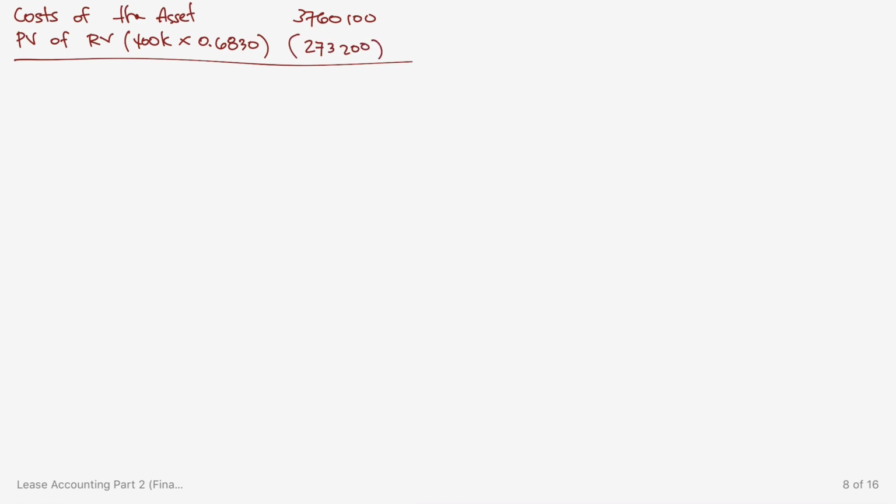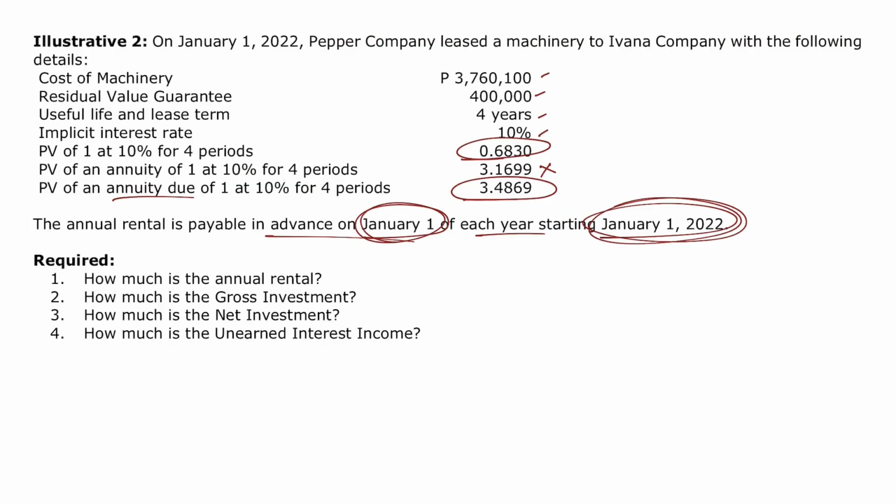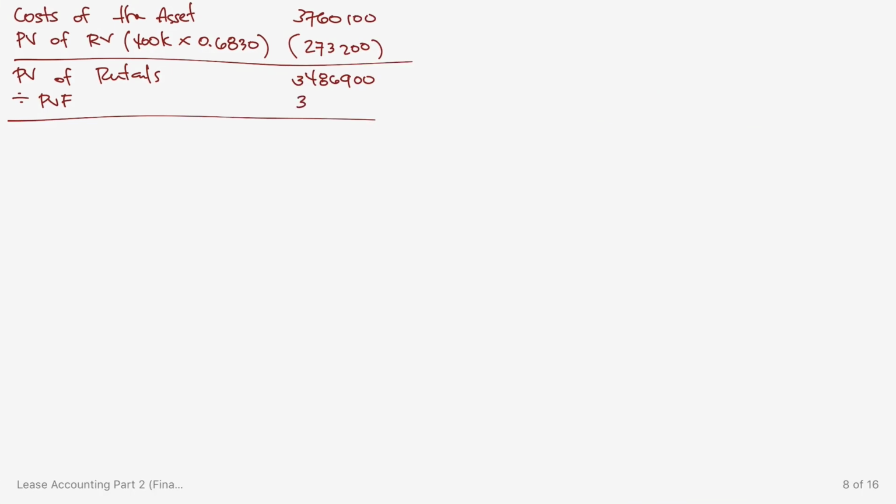273,200. Okay? So, magkano ngayon yung present value natin ng rentals? Present value of rentals will be equal to 376,100 minus 273,200, or this is equal to 3,486,900. Okay? I-divide natin yan sa present value factors once again, annuity due tayo kasi payable in advance. So, 3.4869 ang ating gagamitin.